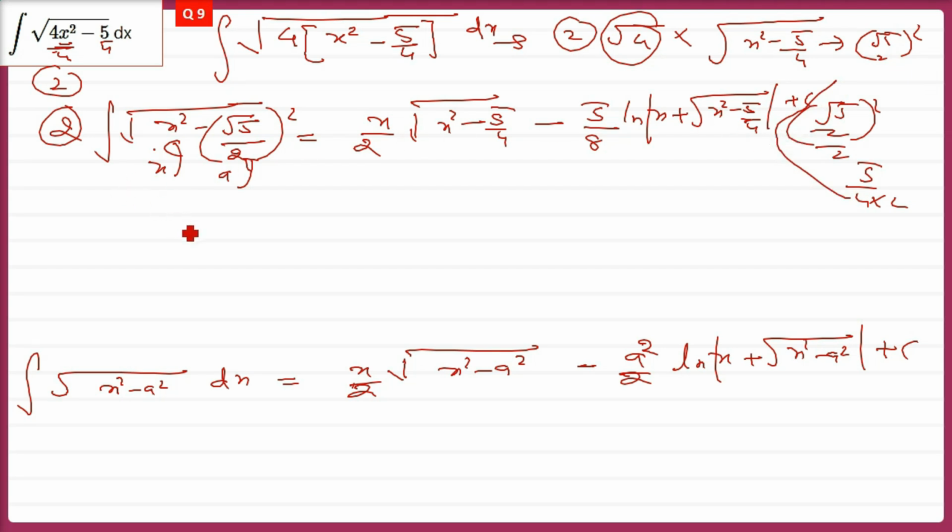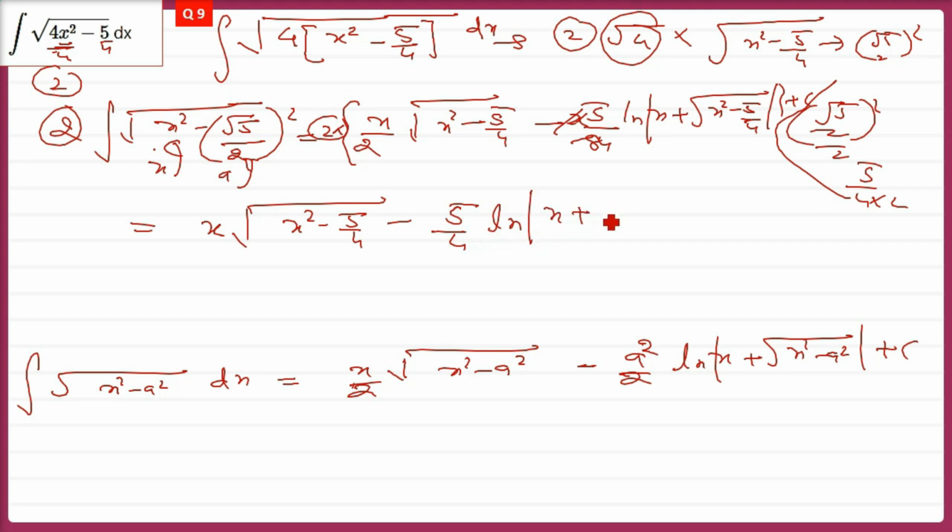We have already arrived at the answer, but there is just a bit. I told you the 2 I'm going to introduce just now. 2 into x by 2 will be x only, under root x square minus 5 by 4. The 2 will be multiplied by 5 by 8 also. So 2 4s are 8, it will give you 5 by 4, ln modulus of x plus under root x square minus 5 by 4, and then a constant of integration. So this is ultimately integration of under root 4x square minus 5 with respect to dx.